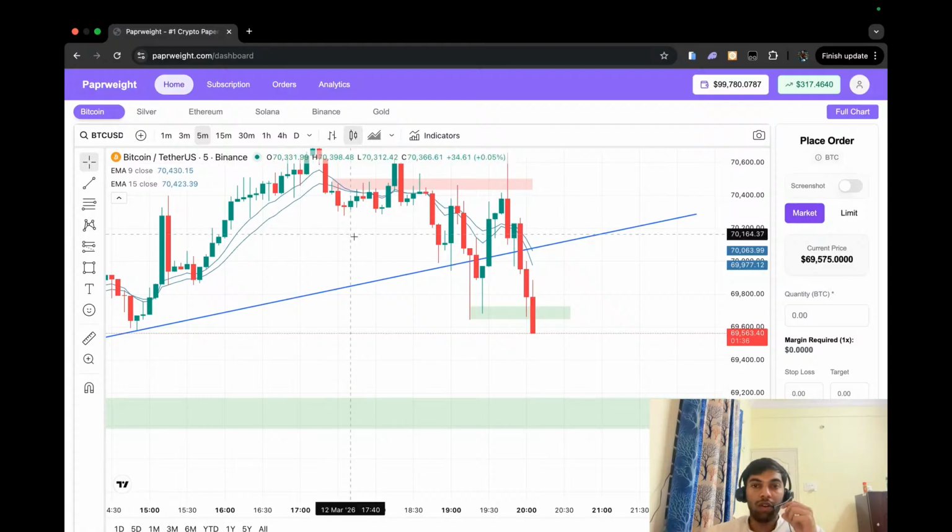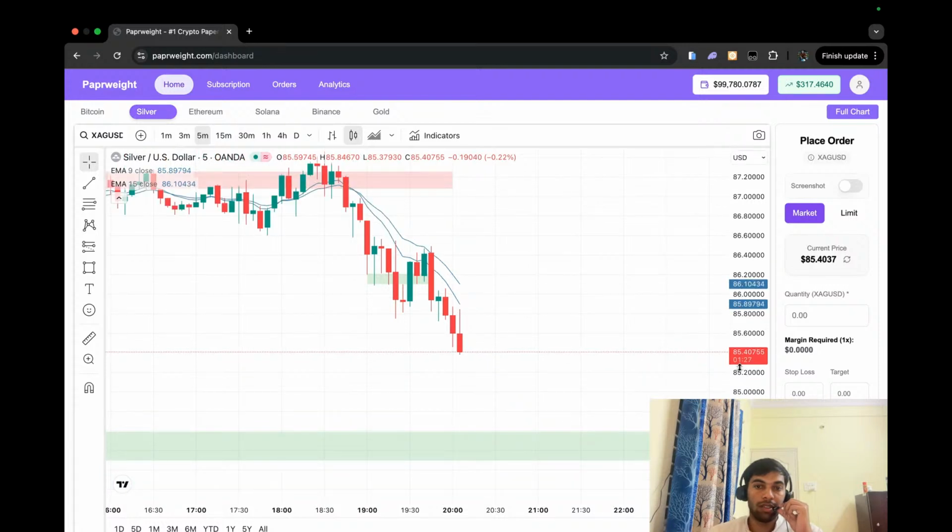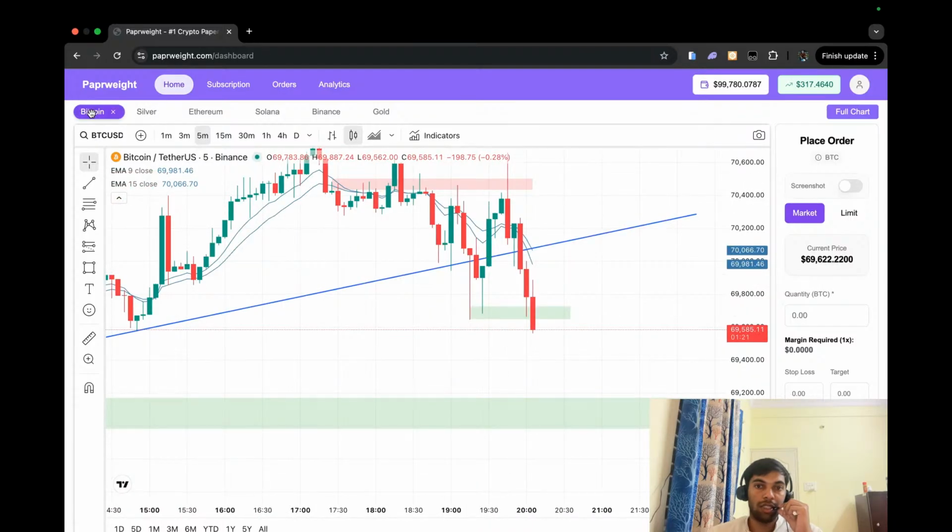So this is the Bitcoin. Okay, now great. Bitcoin already broke out. Silver also broke out. This is not giving us an entry to punch a trade.